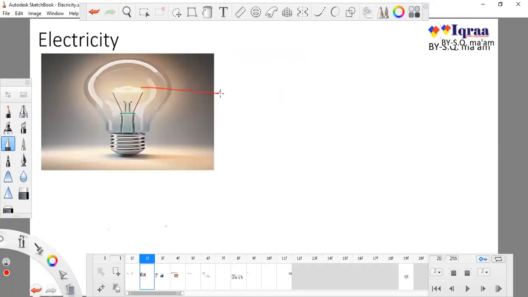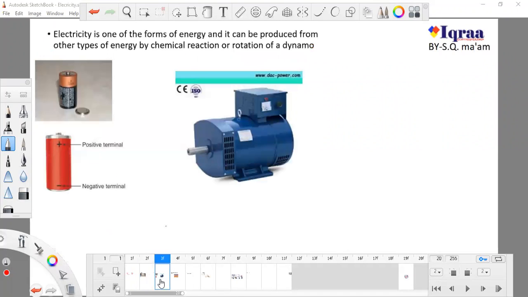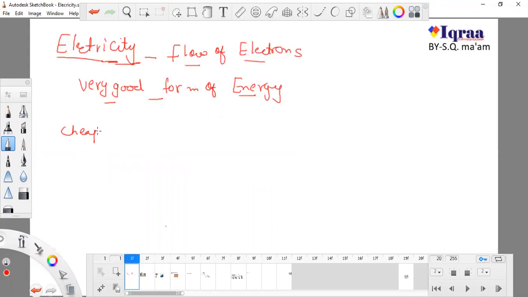Everyone knows that this bulb glows only because of electricity, and without electricity this bulb is not able to glow. So electricity is a very simple form of energy, and we can produce it from two sources. It is a very cheap source of energy. Why is it cheap? Because everyone can afford it.